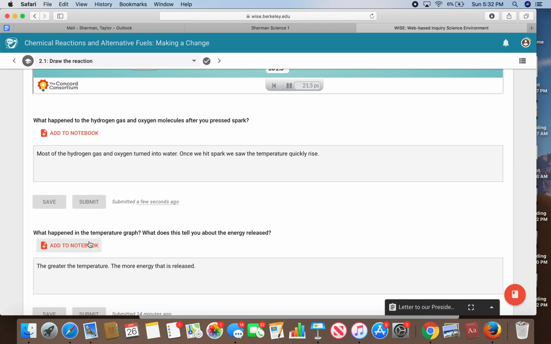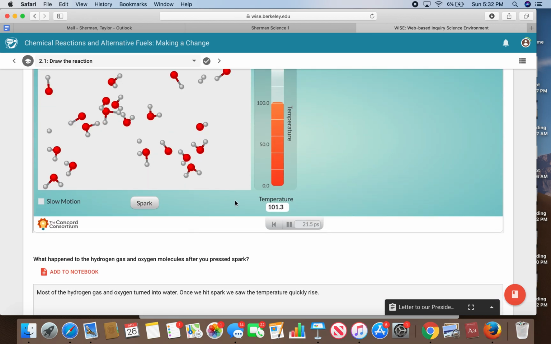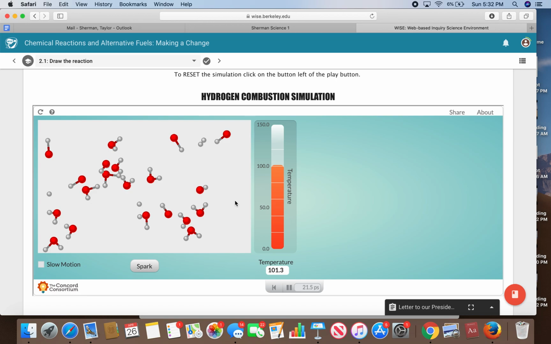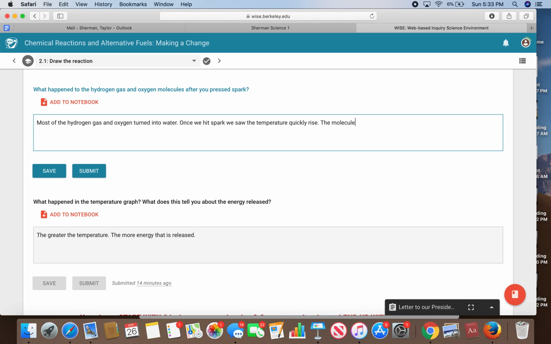And then it said, what happened to the temperature graph? What does this tell you about the energy released? So we can say the greater the temperature, the more energy that is released. Because when molecules are moving around really fast, it means that they have a lot of energy. So once we increase the temperature, we see that the molecules move around more quickly. And we can even add that here. As a result, the molecules move around more quickly. Okay, that's a pretty good answer now. Now we'll finally click save and submit.